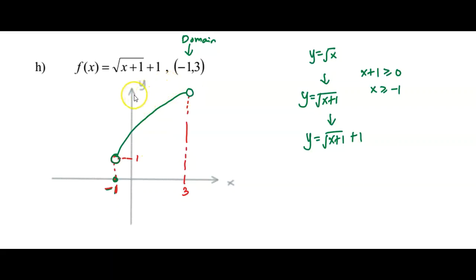Okay, so one important point you need to find out is your y value for x equals 3, because this value is important for you to determine the range. So when x equals 3, you put x equals 3 inside. You get the square root of 4, which is 2. 2 plus 1 will be equal to 3. So when x equals 3, y also will be equal to 3. So this will be 3.